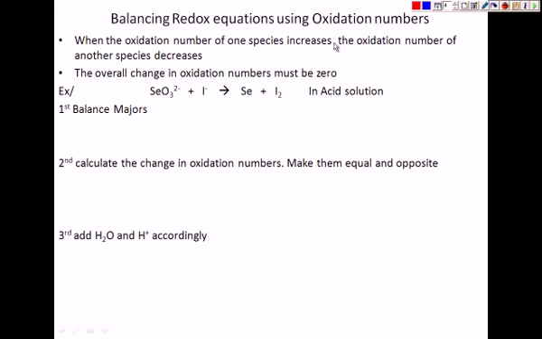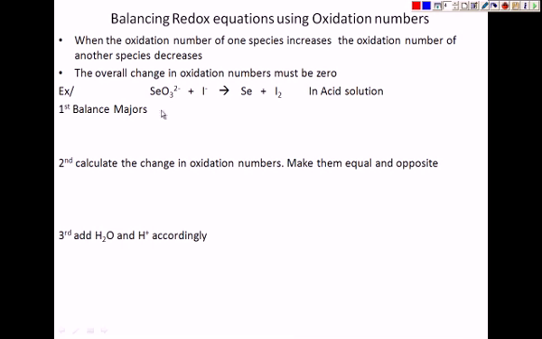Hey again, it's Mr. Lum again, and we're going to be doing some more electrochemistry. Today we're going to be learning how to balance redox equations using oxidation numbers. So last time we balanced redox reactions using half reactions.